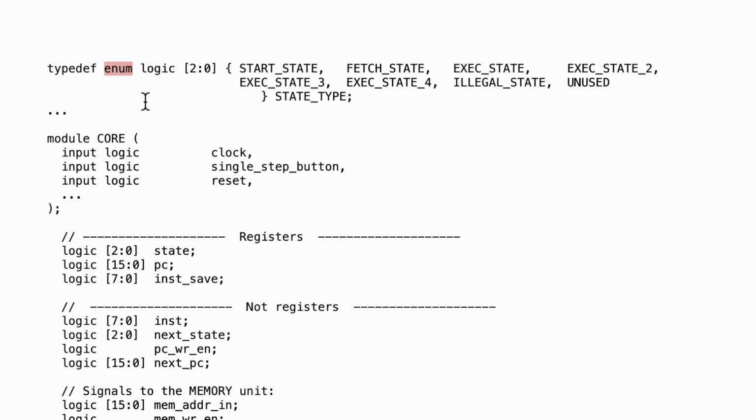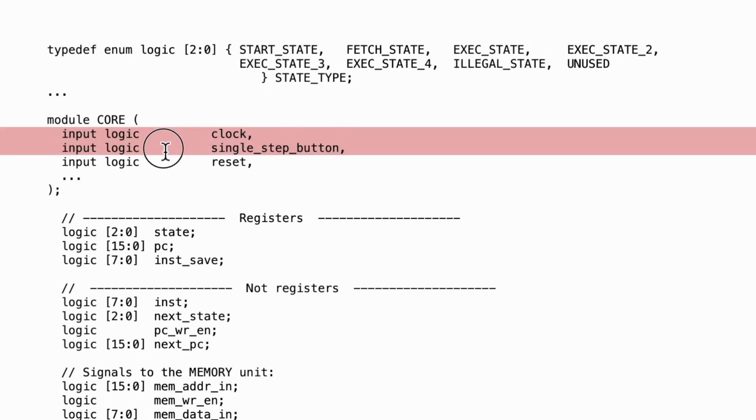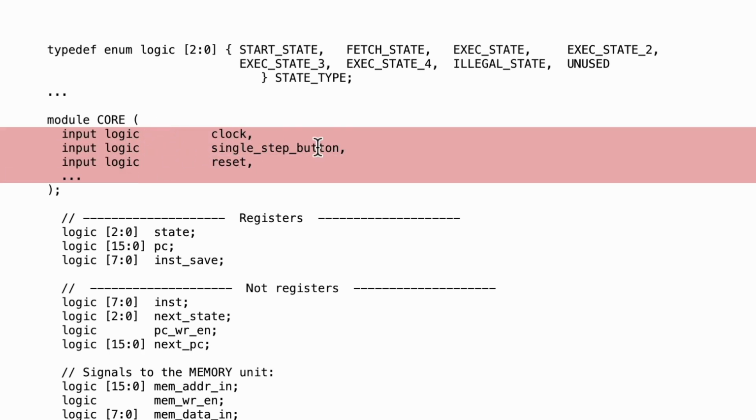Let's begin with this enumeration, which defines the various states of the finite state machine, like the start, fetch, exec, exec2, and so on. The module itself takes a number of inputs and outputs. The clock input is used, of course, to load the SystemVerilog registers.